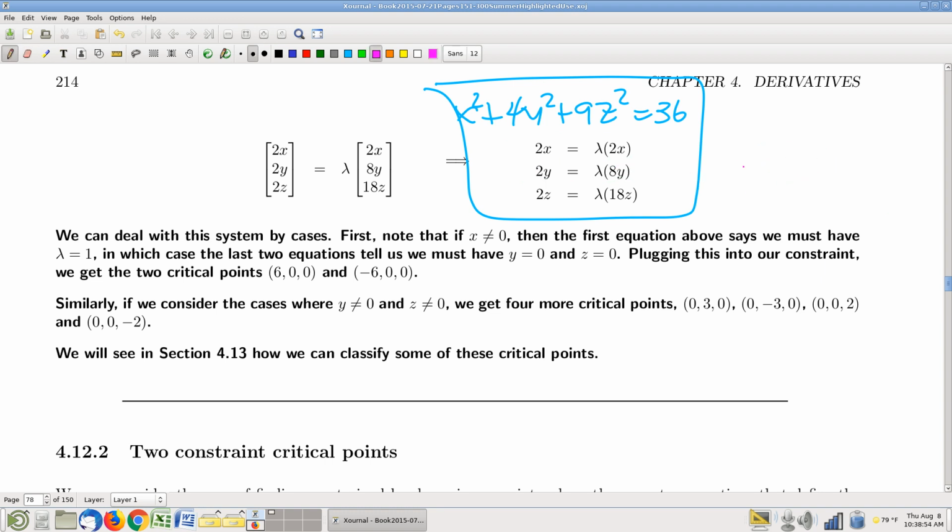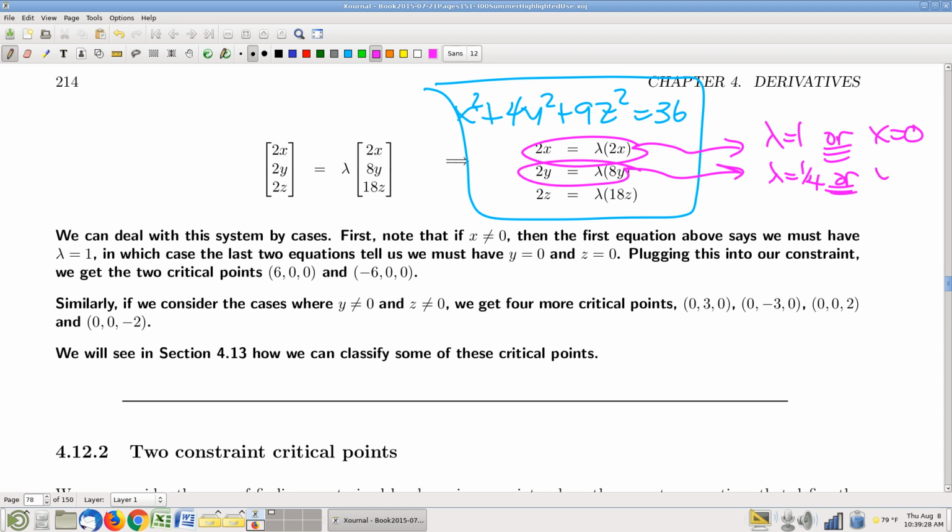And here it is. We just canceled the x's to solve for that lambda. You're not allowed to cancel things that might be 0. So what we can really conclude from this is that lambda is equal to 1 or x is equal to 0. There's two possibilities, right? And likewise here, lambda is a fourth, or y is equal to 0.